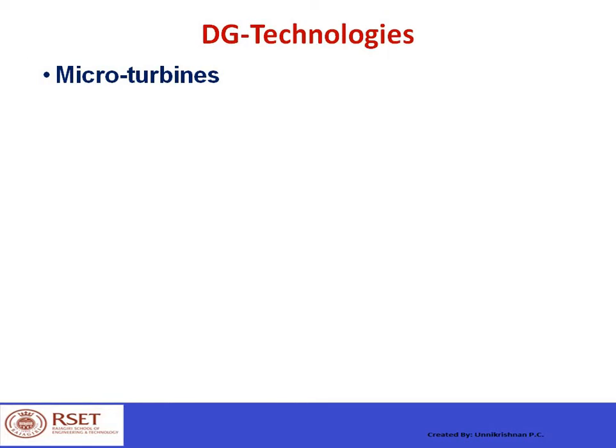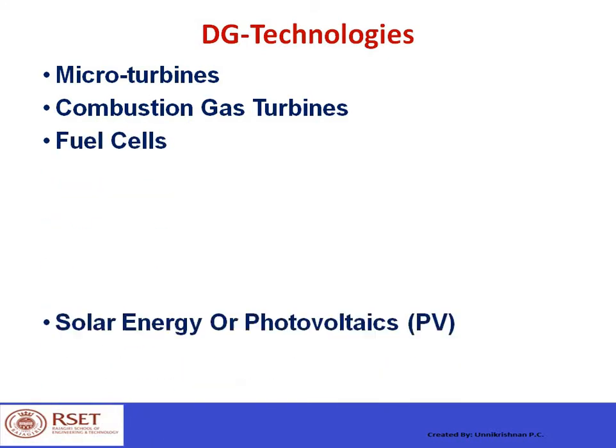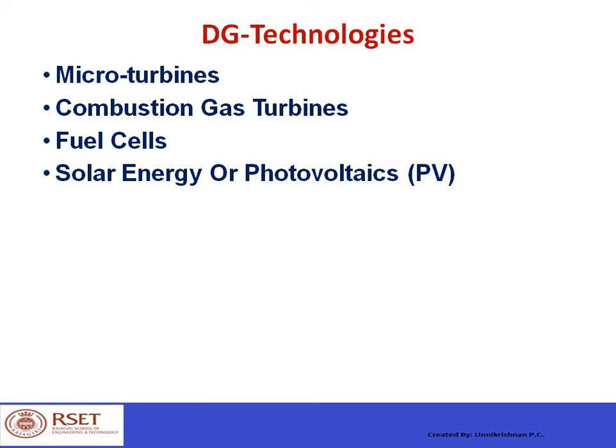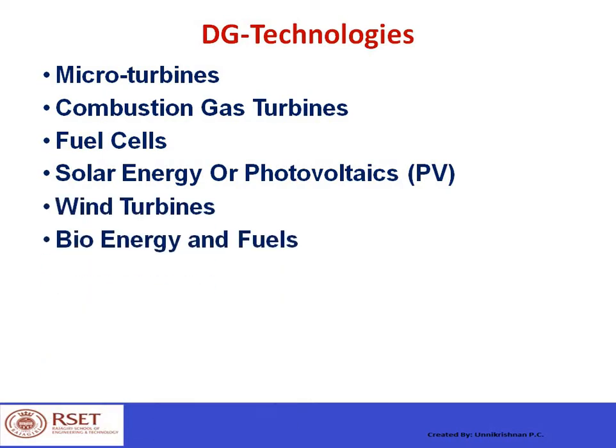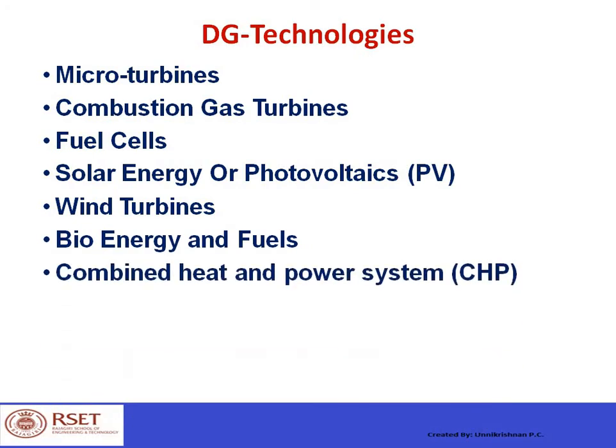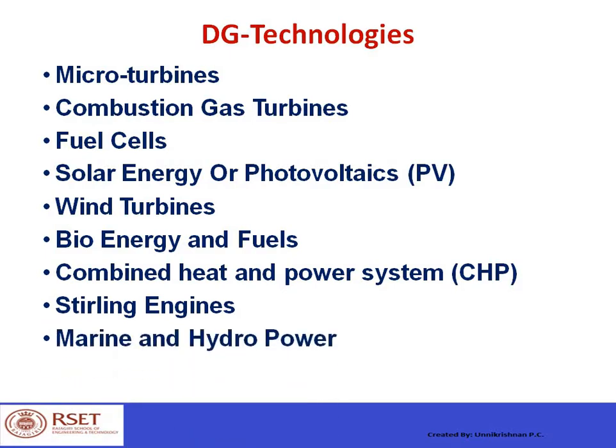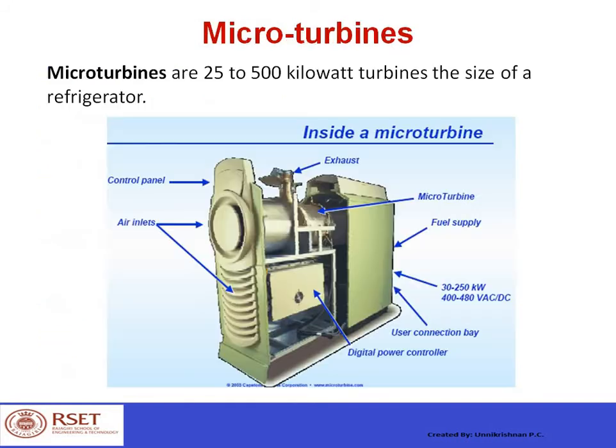DG stands for distributed generation. The first one being the micro turbines, combustion gas turbines, fuel cells, solar energy or PV photovoltaics, wind turbines, bioenergy and fuels, combined heat and power system or CHP, Stirling engines, marine and hydropower, geothermal. We will see each one of them briefly.